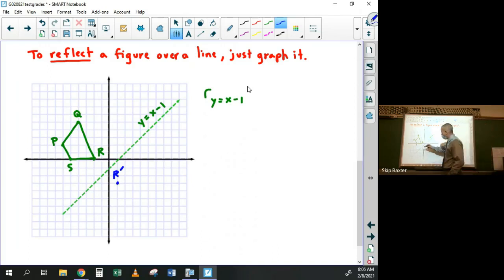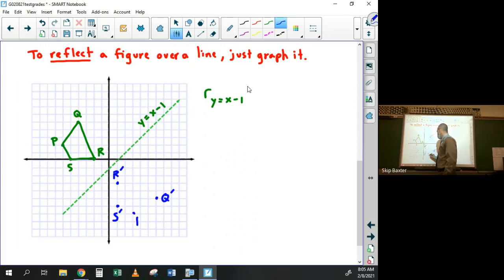And you just do it point by point. So S, if I go straight to S, that's 3 diagonals. S prime is going to be right here. Q, if I go straight to it, is 1, 2, 3, 4, 5. So 1, 2, 3, 4, 5. This is going to be Q prime. And finally, P, if I go straight to the line, 1, 2, 3, 4.5. So there's a half, 1.5, 2.5, 3.5, 4.5. Ends up being right here.